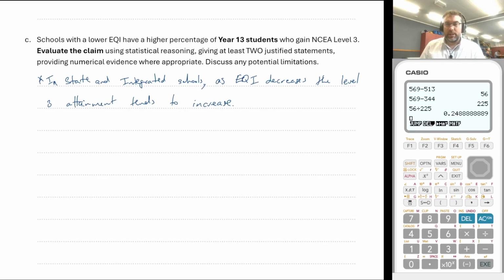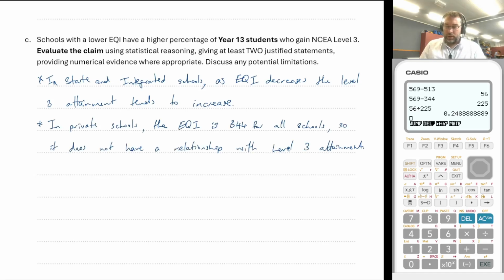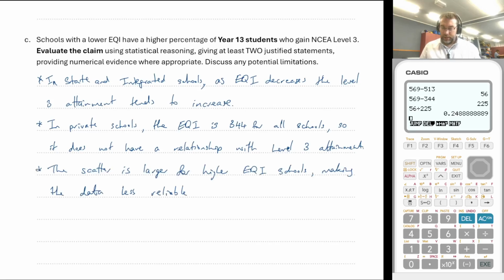I'm now going to write a similar statement, but it's going to be about the private schools. So in private schools, the EQI is 344 for all schools, so it doesn't have a relationship with level 3 attainment. You could potentially write that many of the schools have high attainment as well, but really there's not enough information on the graph for that. We can write a comment about the scatter. So saying that the scatter is larger for the higher EQI schools could make the data less reliable.